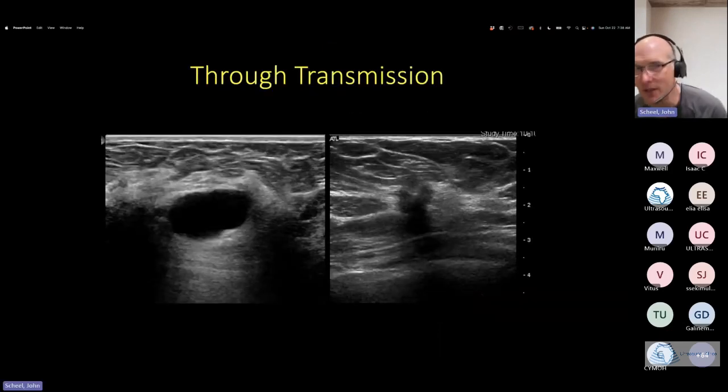Through transmission, this is actually a useful artifact. You can see that in the picture on the left, there's increased through transmission or enhancement, and that's indicative of a cyst, but it can be caused by necrosis too, so you can't use it as a sole characteristic to decide what is a cyst. Similarly, you see edge shadowing on the right picture, and that's caused by a cancer.